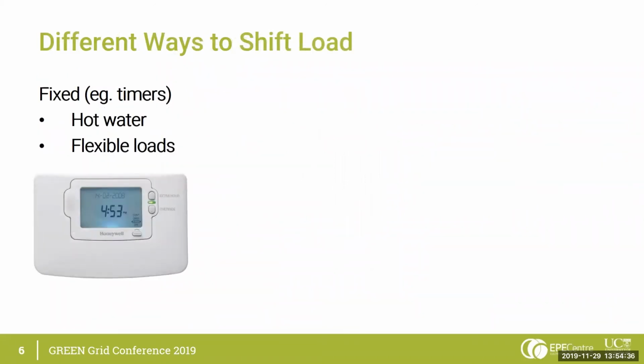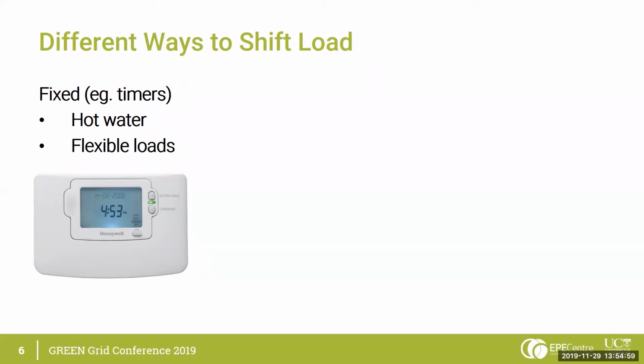So we looked at 2 different ways of load shifting. The first one is the fixed load shifting, so using things like timers or perhaps delay functions on your appliances. Hot water, you can have smart cylinders where you can fix the time, or you can get an electrician to put in a timer to shift when you want to shift your load.